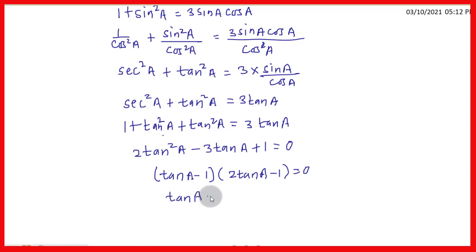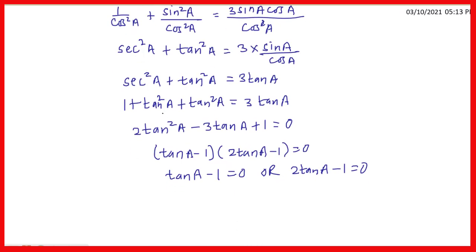So tan a minus 1 is equal to 0, or 2 tan a minus 1 is equal to 0. Solve this further: take 1 to the other side, so tan a is equal to 1, or tan a, take 1 to this side, so it will be plus 1, and then take 2 to the other side, so it will be upon 2, and therefore tan a is equal to 1 or tan a is equal to 1 half.